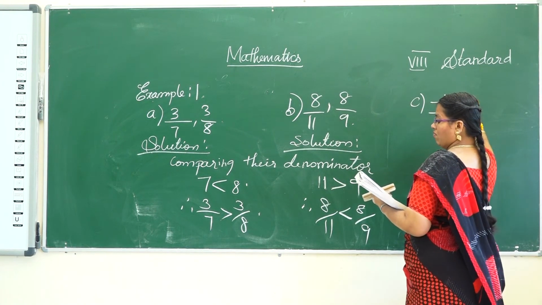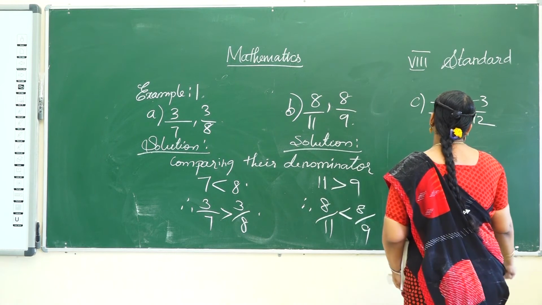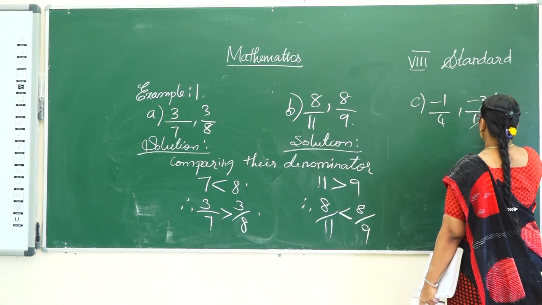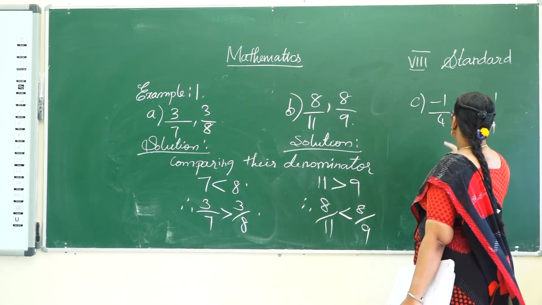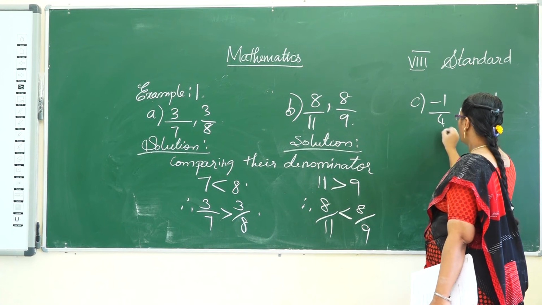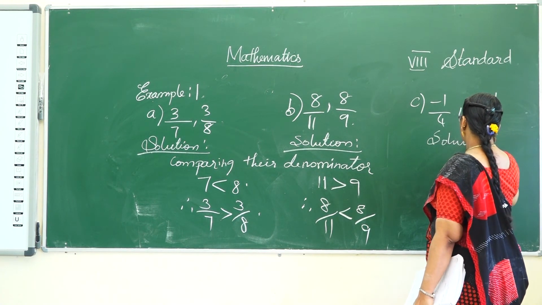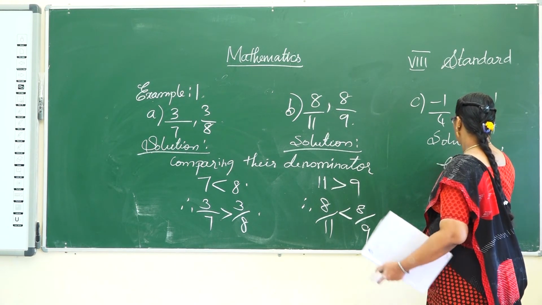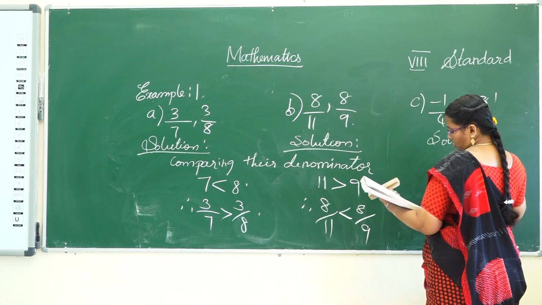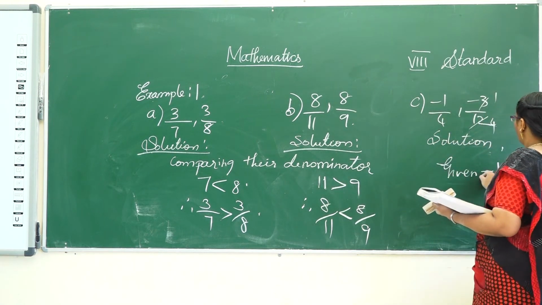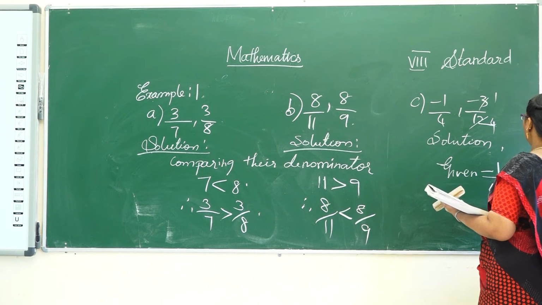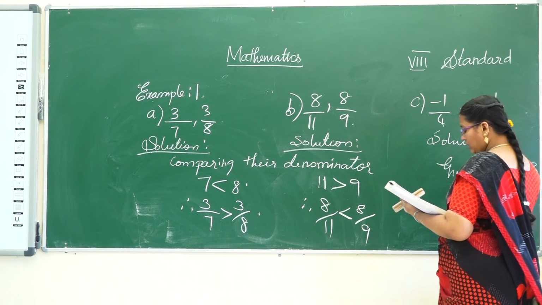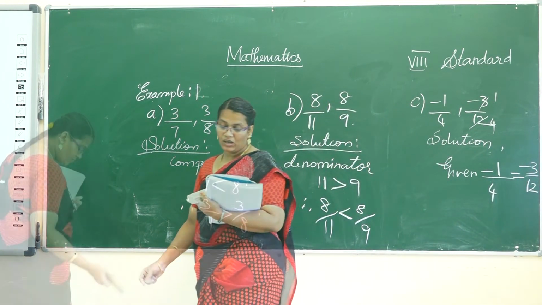Minus 1 by 4, minus 3 by 12. See here, minus 3 by 12 will be cancelled in the 3 table, is it? So our given problem is minus 1 by 4 and minus 1 by 4. So the solution of this value is, both are equal. So, given minus 1 by 4 is equal to minus 3 by 12. Both are equal.